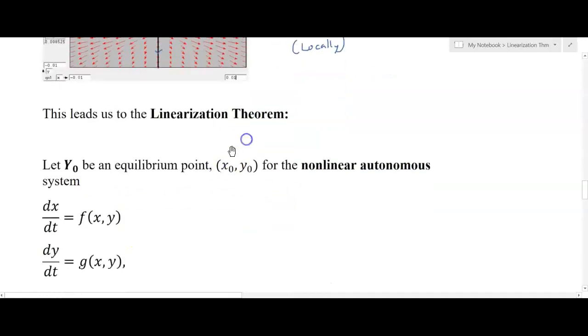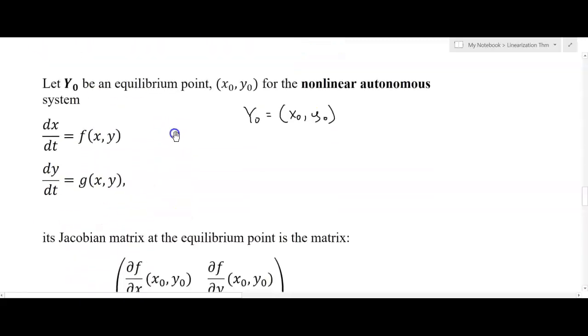So the linearization theorem at first looks kind of odd, and we'll give it some insight later on, but let's see how it works first. So let y naught, so that's kind of a vector, be an equilibrium point. Just define the equilibrium point y naught to be the ordered pair x0, y0. So it's just some point for the nonlinear system dx/dt equals f of x,y, dy/dt equals g of x,y.